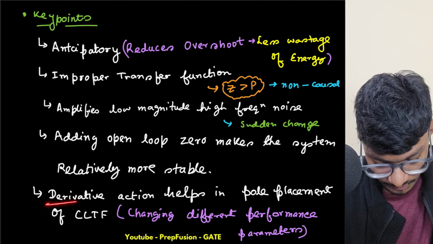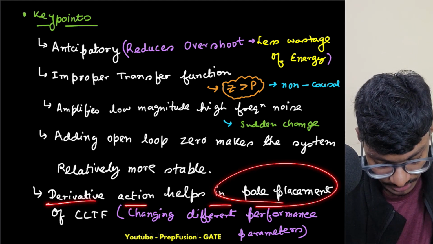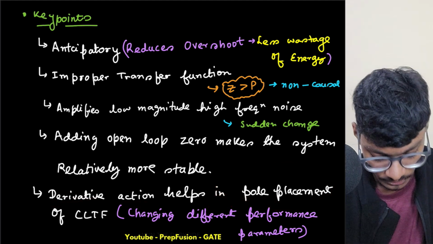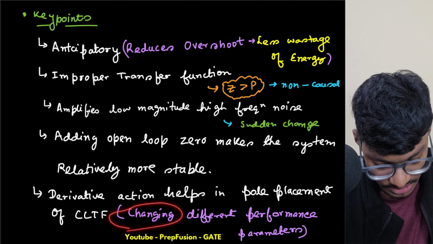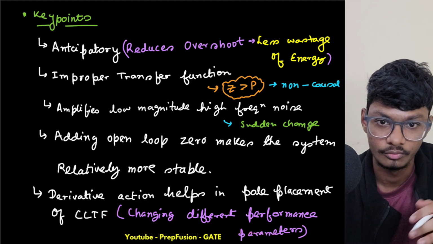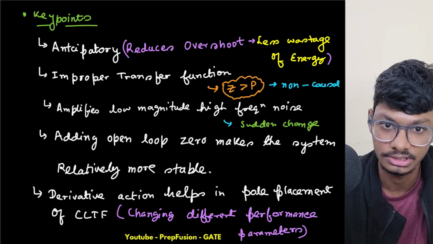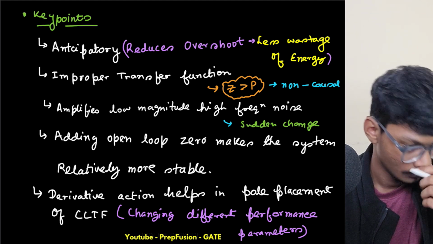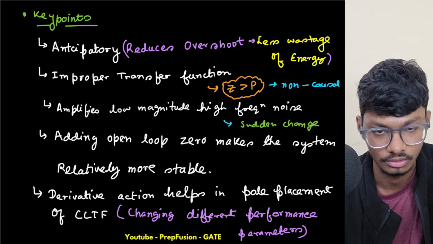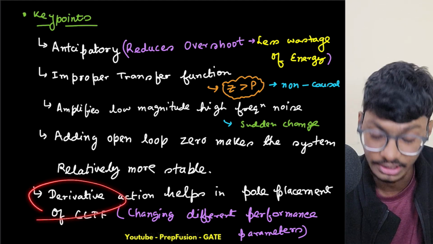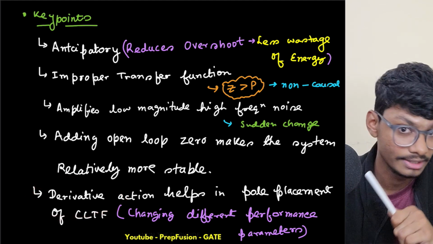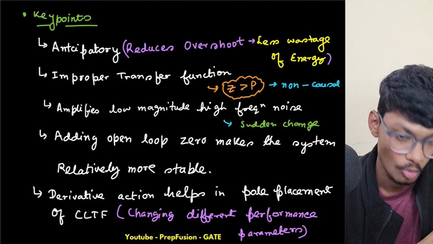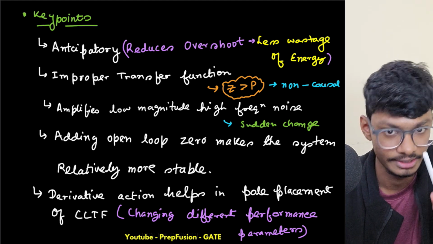Okay. Then derivative action helps in pole placement of CLTF. So this also I will prove it to you. This happens by changing different performance parameters, like the zeta, like the settling time, like the damped frequency, all those things. So the derivative action helps in pole placement. The integrating action doesn't help in pole placement. Okay, it just adds an open loop pole. But it helps in reduction in steady state error.